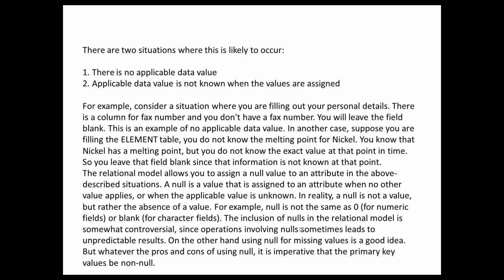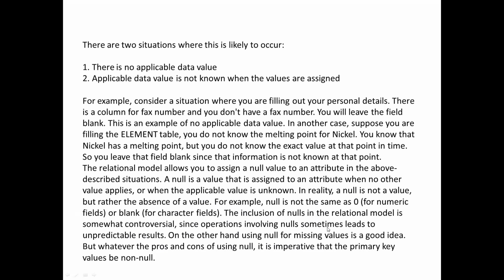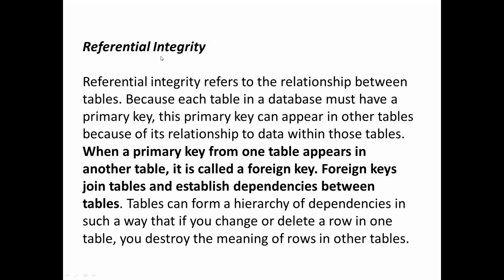Though they may be introducing this null for some particular value which you do not know, sometimes it creates confusion and sometimes it is useful as well, because later you can fill it in when you keep null. So in such cases, it is always imperative that primary keys should not be null. All right, and then referential integrity.